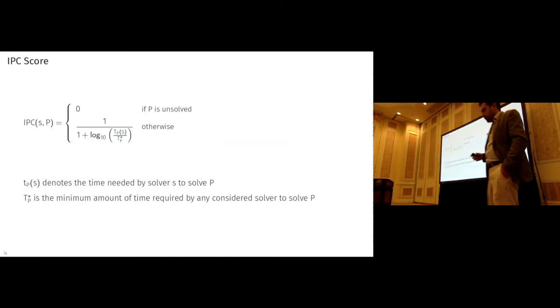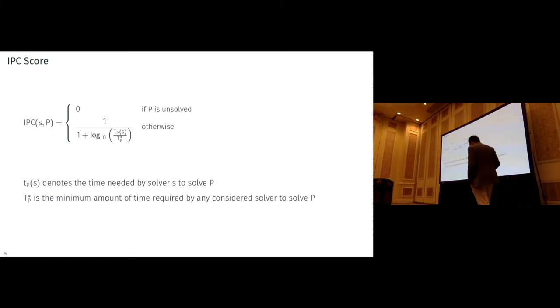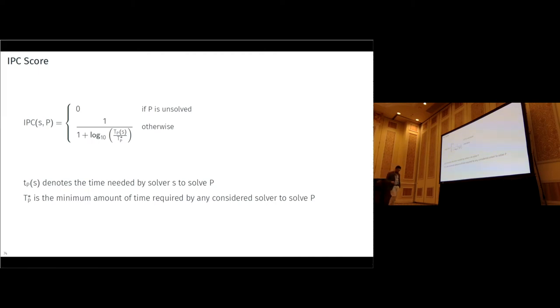Why does all of this matter? It matters for performance substantially. So if we are considering the IPC score for computing the performance of different options among those that I mentioned, the IPC score was developed originally for the planning competition, and that is indeed the International Planning Competition score, IPC score.